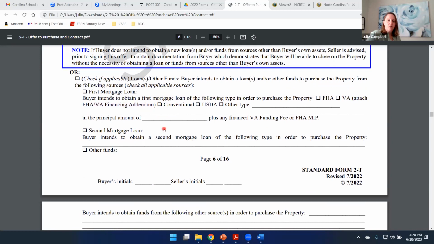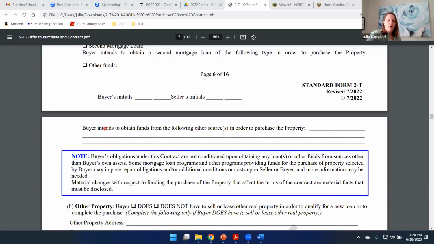They may be getting a second mortgage loan as well. So we're going to identify that there. Or the buyer intends to obtain funds from the following other sources in order to purchase this property. There's a lot of down payment assistance programs out there right now. They may be with the county, they may be with some other source. So if your buyer is going to have the ability to take advantage of this down payment assistance program, we need to represent that to the seller.